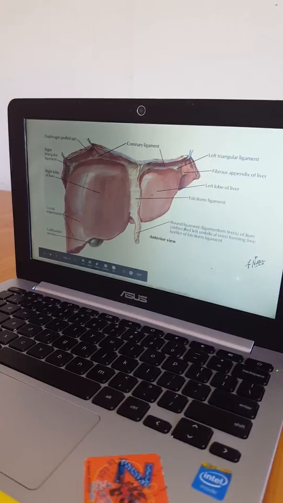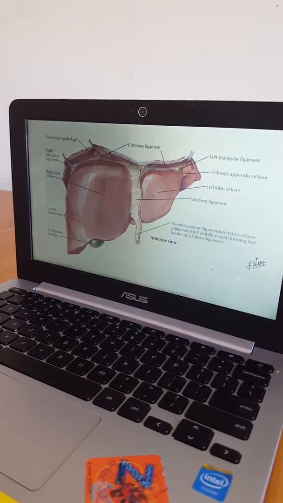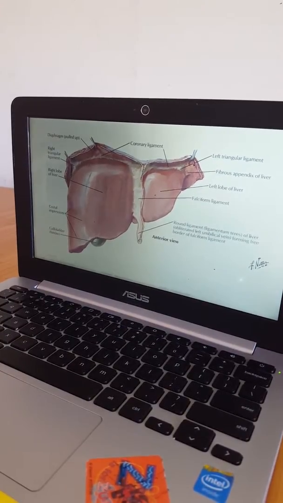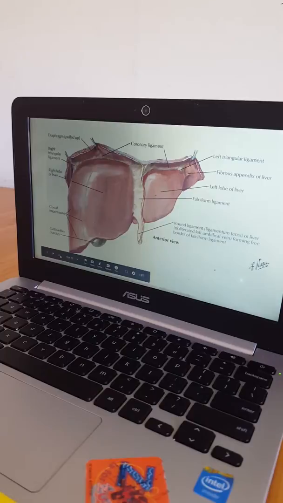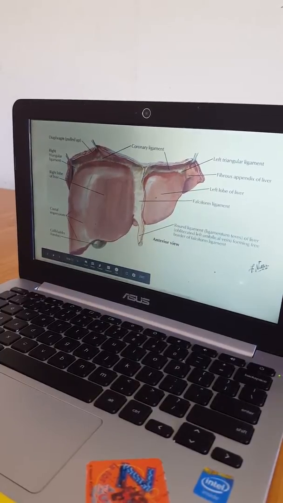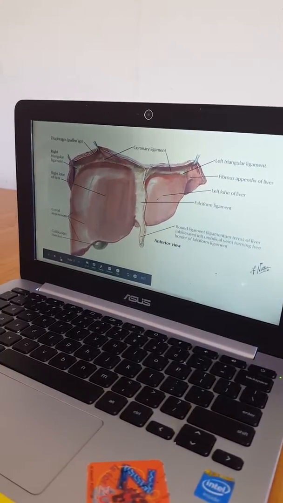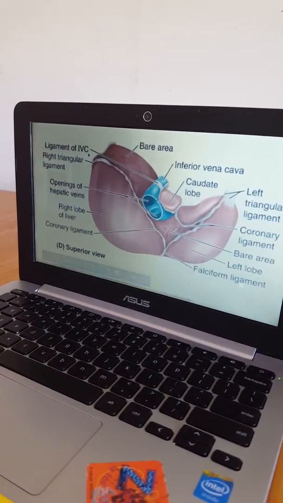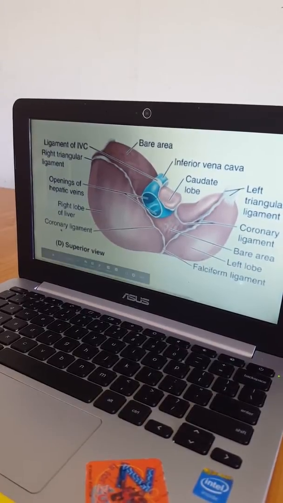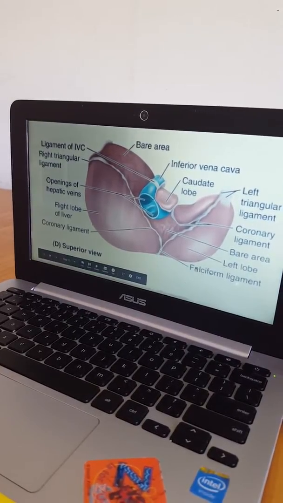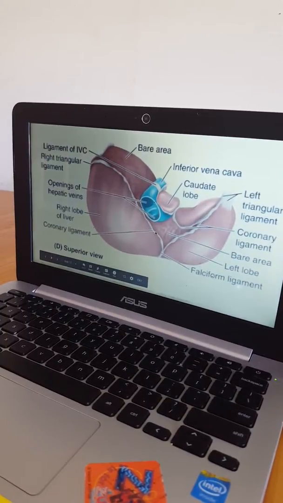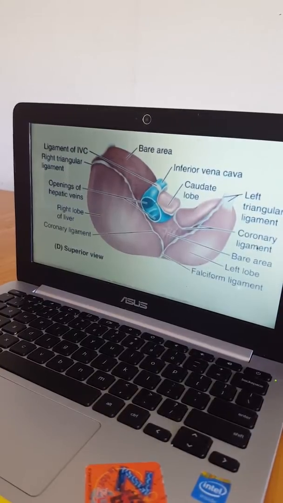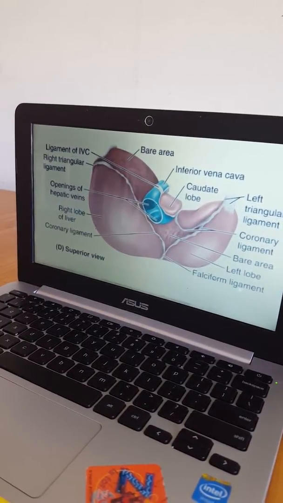So this is a bigger picture. You can see these are the double layers. You can see the triangular ligament on the right and left side. A picture makes it easier, and you can see the hanging gallbladder behind the liver. Okay, so there are multiple ligaments. We did the coronary ligament, we did the falciform ligament. This is the bare area between the two edges of the coronary ligament, and then this is the left triangular, this is the right triangular.